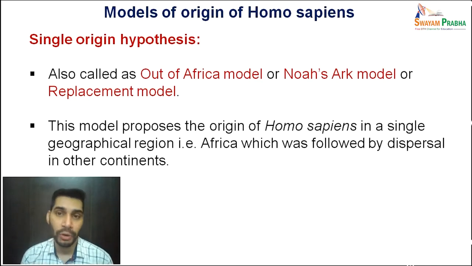There are two models of origin of Homo sapiens. These are two basic and classical models, though there are other models as well, but these two are the prominent ones. One of them is called the single origin hypothesis. It is also called the out of Africa model or Noah's Ark model, or it's also termed the replacement model. This model proposes the origin of Homo sapiens in a single geographical region, that is Africa, which was followed by dispersal in other continents. So according to this model, there was origin of humans from Africa, which further dispersed in other continents.